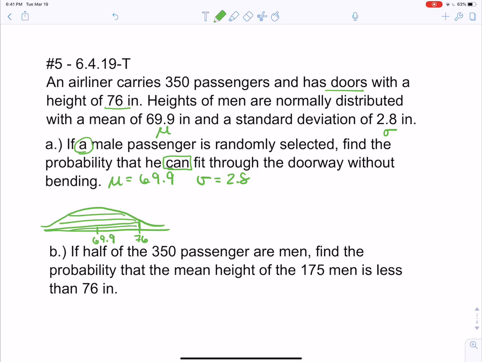Now, we're still being asked to find a probability, so we're really looking for an area, which means we're still going to use that normal CDF. In this case, our lower limit is all the way over here, down at negative infinity, but we can't plug that in our calculator. So we plug in a negative, really small number, so negative and a whole bunch of 9s. Our upper limit, where that area stops, is 76. That mean is 69.9, and the standard deviation is 2.8.